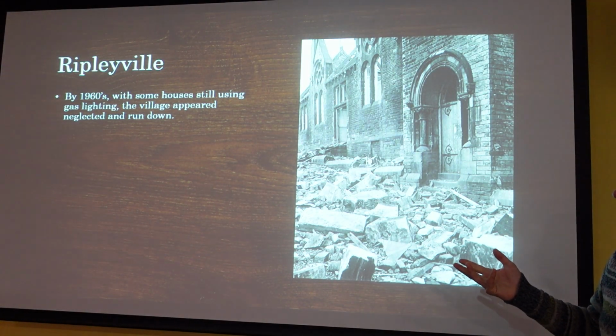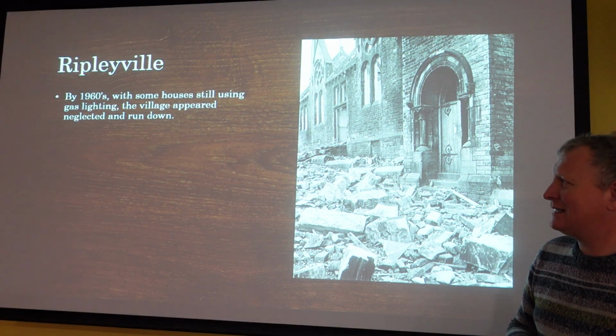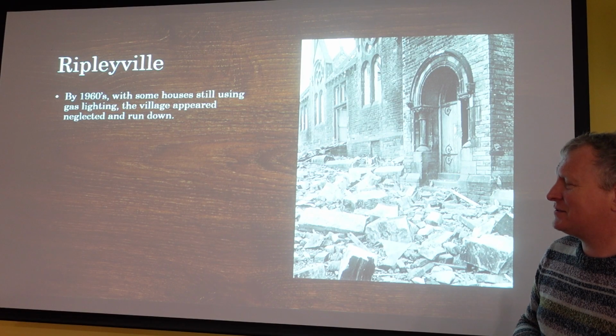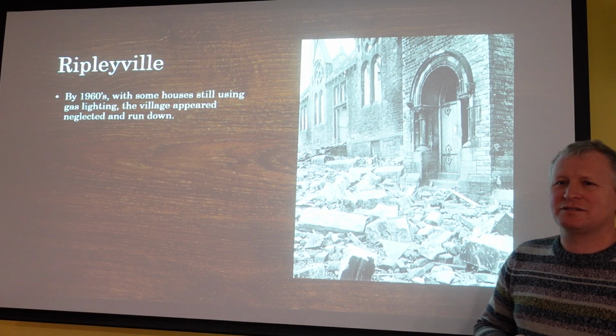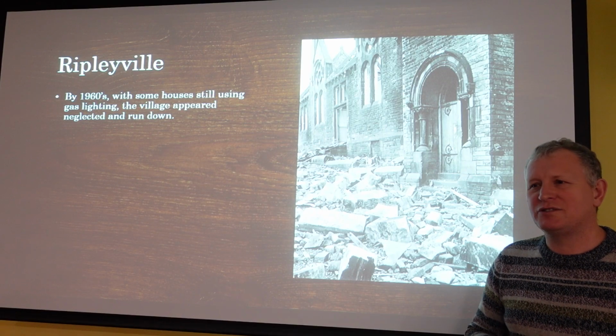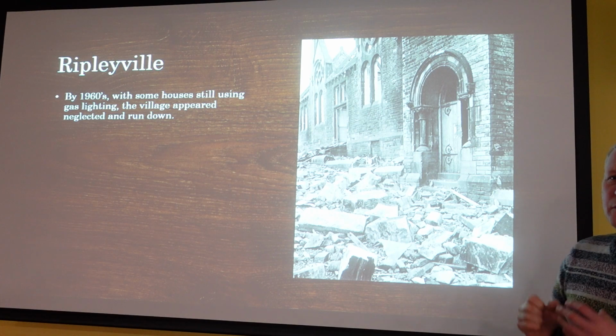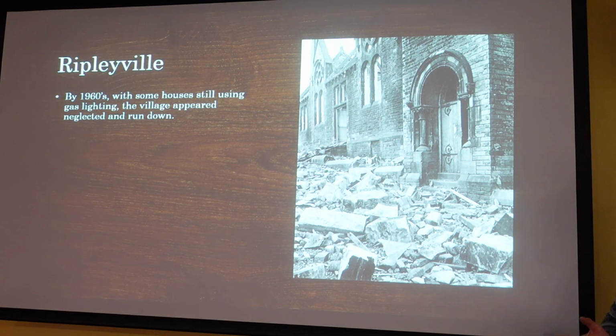In the 1960s, some of the houses are still using gas lighting, and basically it just looks neglected, it looks run down. It does not look like an attractive neighbourhood at all. It's a far cry from the vision that Henry Ripley had originally had for it.